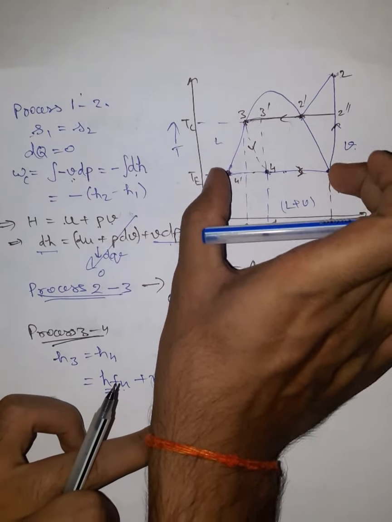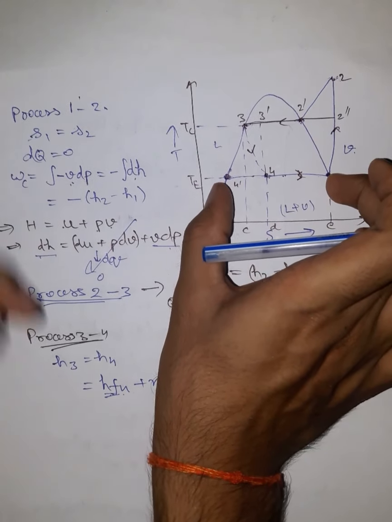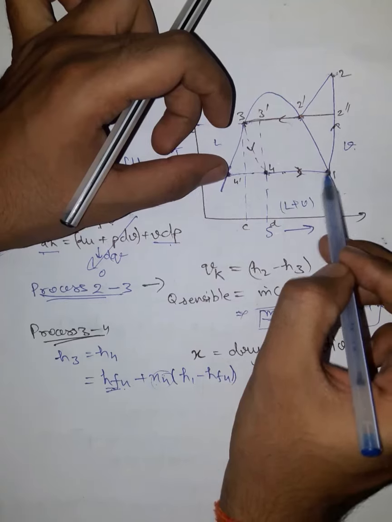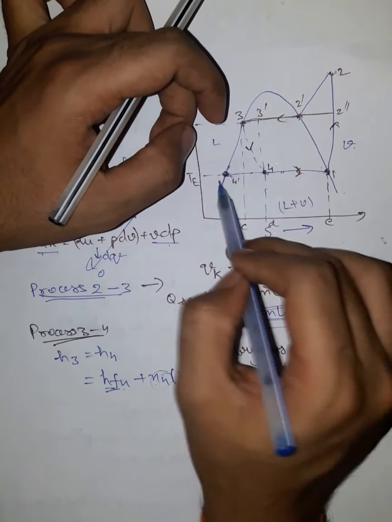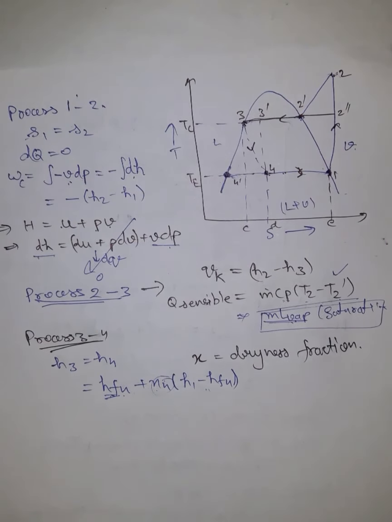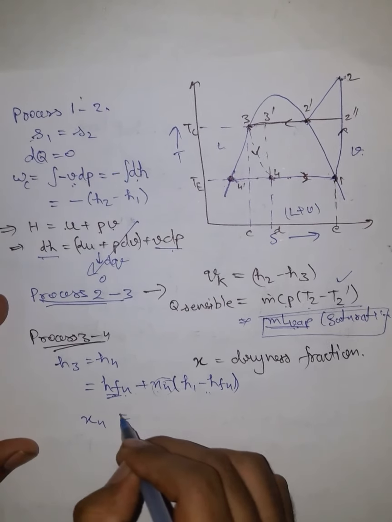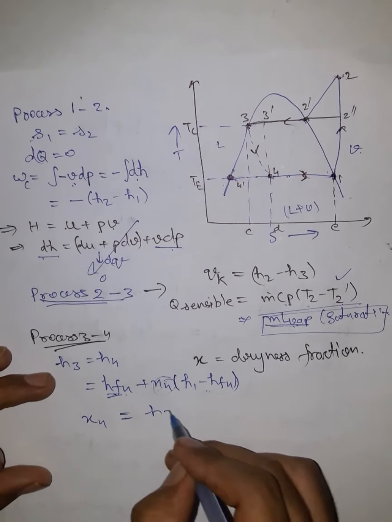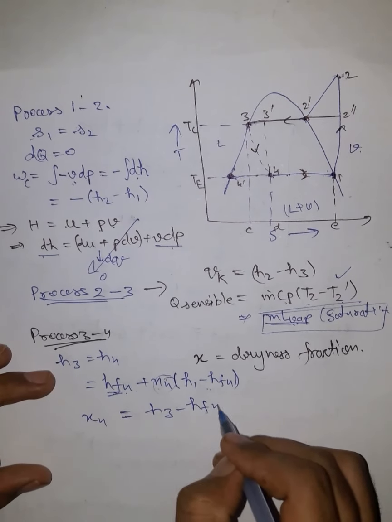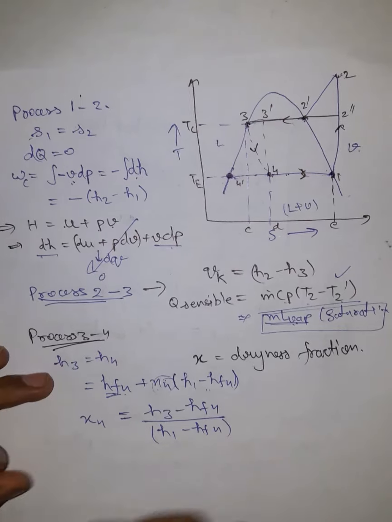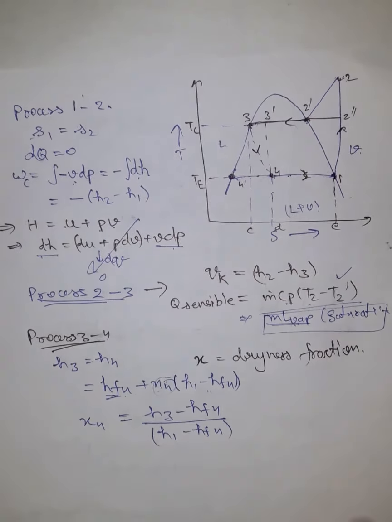This means we have taken this whole enthalpy change and multiplied it by the dryness fraction, so the enthalpy is some portion of this whole enthalpy change from 1 to 4 dash. Okay, so this is what is written over here. We can derive from here the formula for X4, which can be written as H3 minus HF4 upon H1 minus HF4. Okay, that's all for the process 3 to 4.